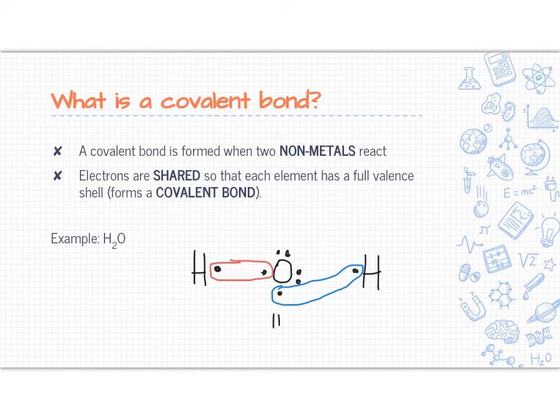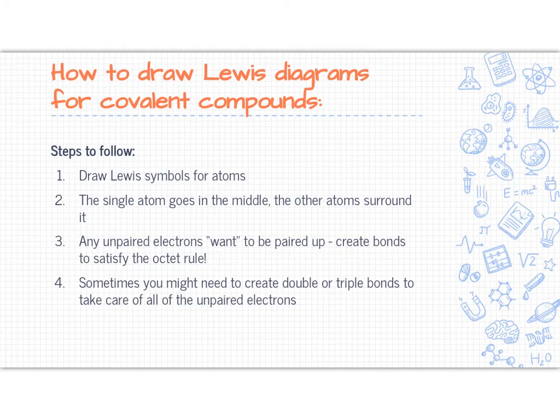The way that we would show a covalent bond is with a solid line, and that solid line represents two electrons. One is being shared from each of the two atoms. And then we're going to show the other electrons here on the oxygen that aren't paired up with anything. What I just drew is called a Lewis diagram. We need to go through the steps on how to draw Lewis diagrams for covalent compounds.